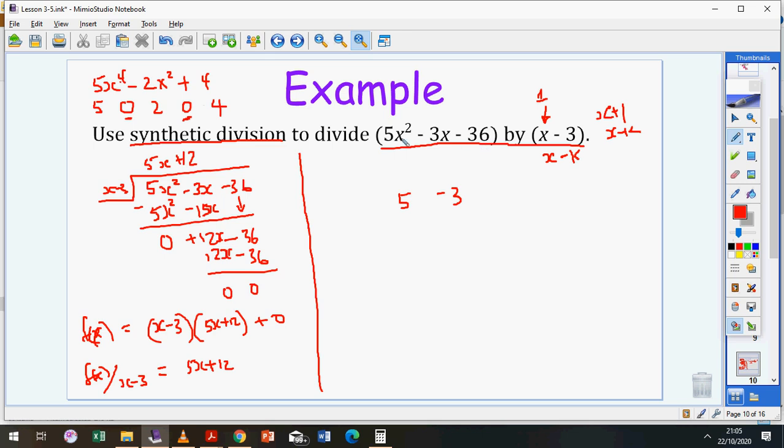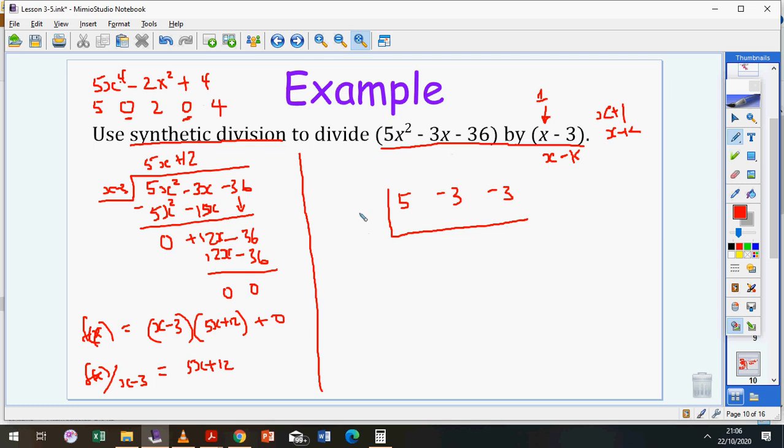The polynomial that I'm doing here is fine because all the powers are represented. I have x to the power 2 and x to the power 1 and x to the power 0. So their coefficients are 5, negative 3, and negative 36. Use the upside down division symbol. Leave a little bit of space under the coefficients because that's where you're going to write some information. Next is find out what the k value is, and the k value will go here.